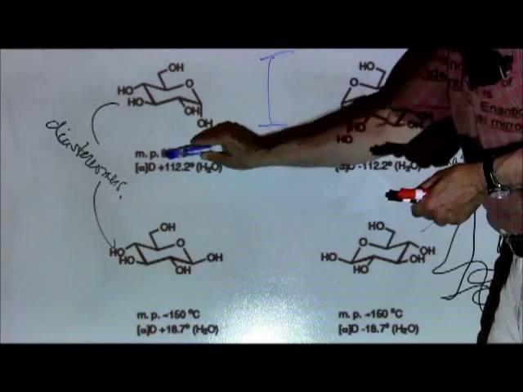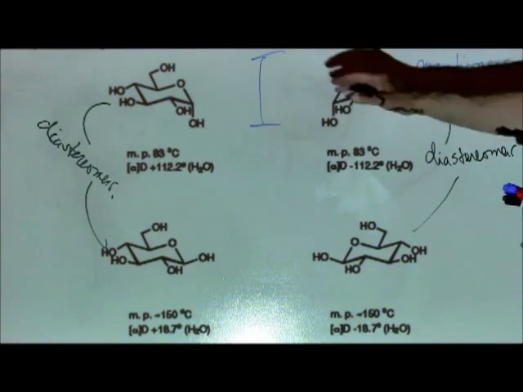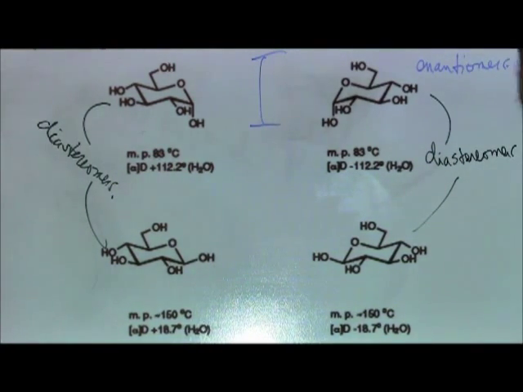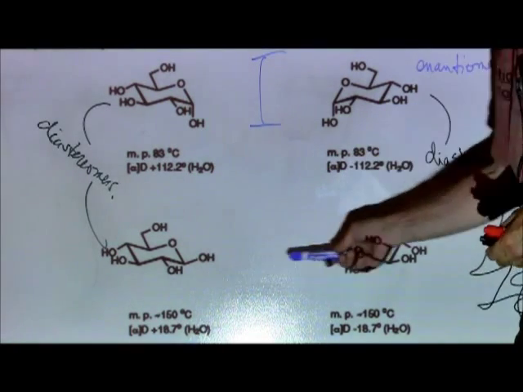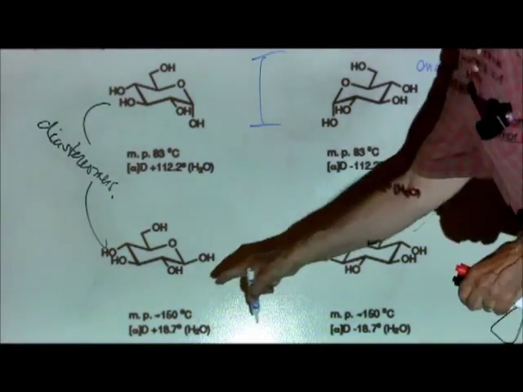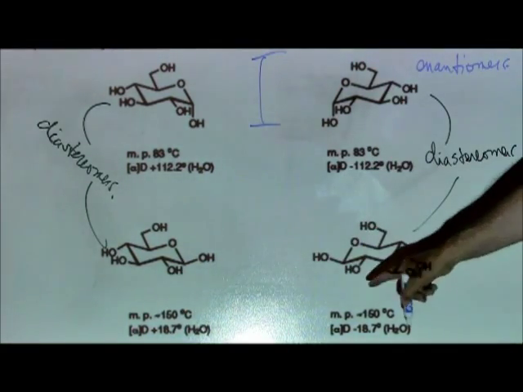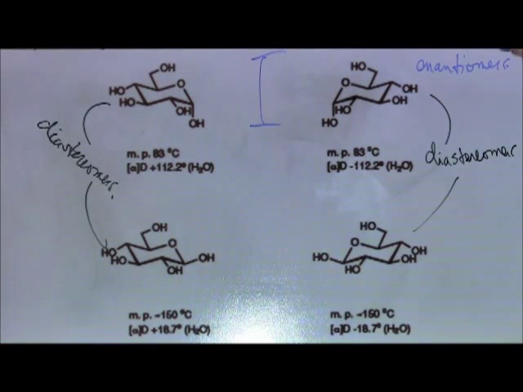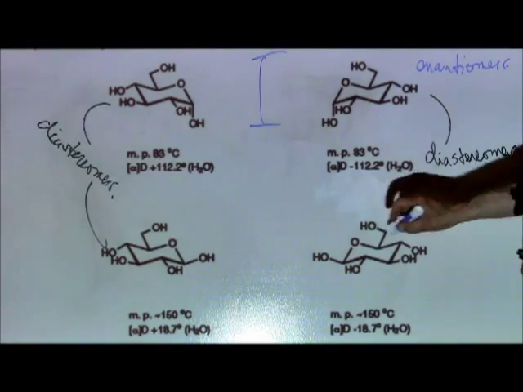They seem to have identical melting points. In fact, they have identical properties in all respects, except under certain conditions, and I'm going to explain those conditions to you in a second. But first, I want to point out that the same situation exists for beta glucose. This beta glucose melts at about 150 degrees, and this beta glucose melts at, is that 150 or 160? 150.